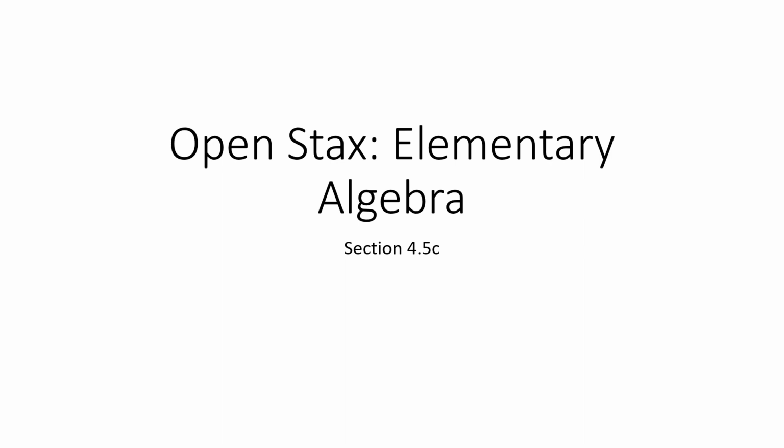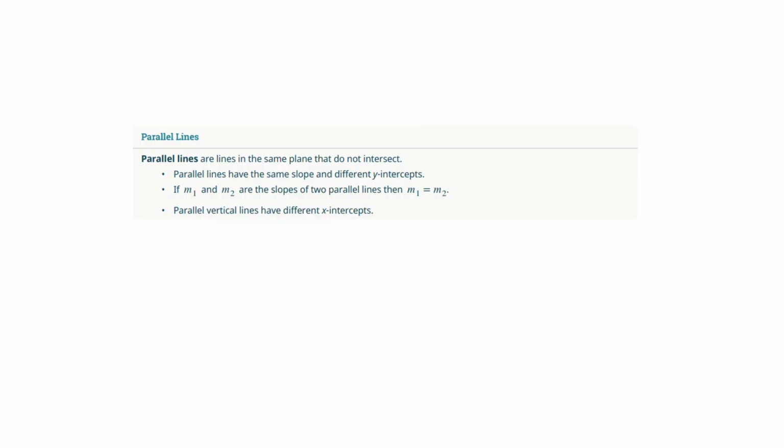We're going to finish up section 4.5, I should say. And we have one more discussion here about lines. We're going to talk about parallel and perpendicular lines. This is an idea that you'll be expected to carry throughout the rest of your algebra math career as well. So parallel lines are two lines where they have identical slopes.